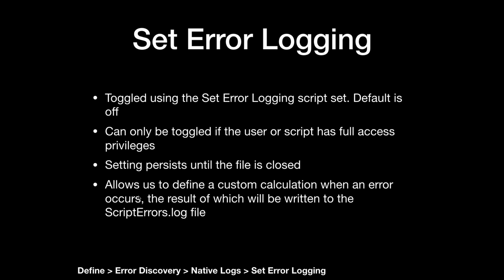And it has one kind of parameter, which is a custom calculation, so it's any calculation using the calculation engine. And when an error occurs, that result will be written to the last space in the ScriptErrors.log file. So you can put anything in there. And it potentially is very powerful, but we'll see maybe why it's not as powerful as it could be later on. But it's definitely available, and you can do a lot with it using the new file script steps that also came in 18.